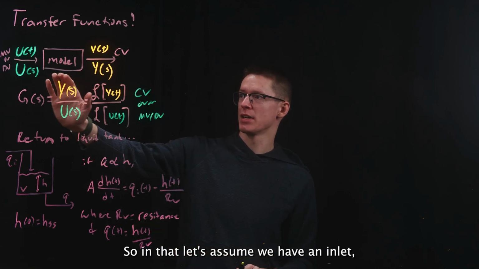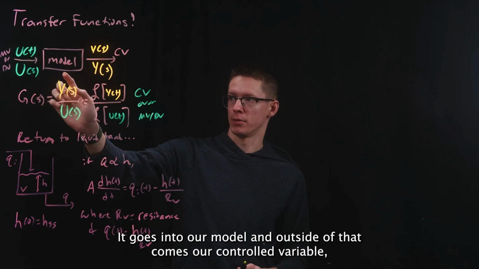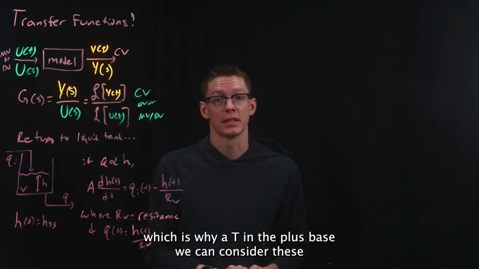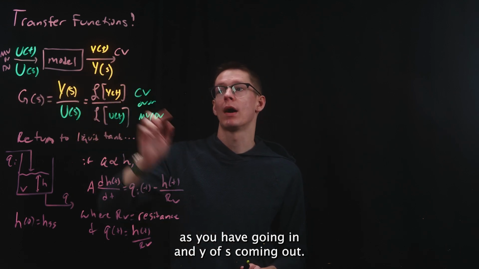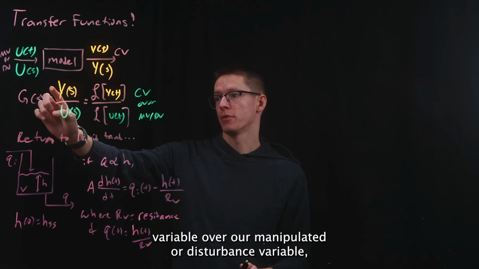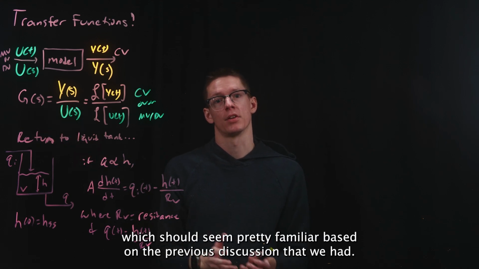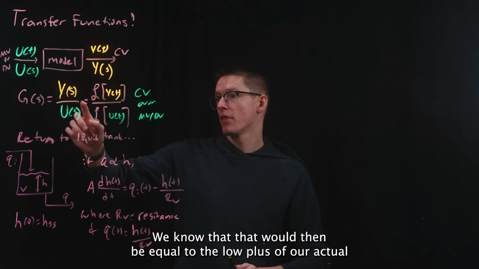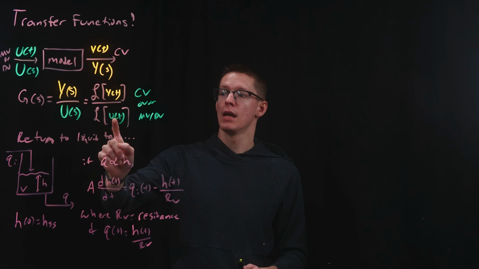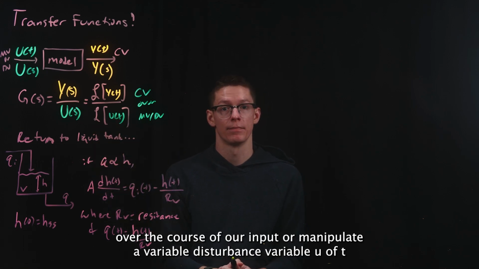So in that, let's assume we have an inlet, which is our manipulated or disturbance variable called u of t. It goes into our model, and outside of that comes our controlled variable, which is y of t. In Laplace space, we can consider these as U of s going in and Y of s coming out. Our transfer function then is going to be equal to our controlled variable over our manipulated or disturbance variable, which should seem pretty familiar based on the previous discussion that we had. We know that that would then be equal to the Laplace of our actual y of t, or output controlled variable, over the Laplace of our input or manipulated or disturbance variable, u of t.